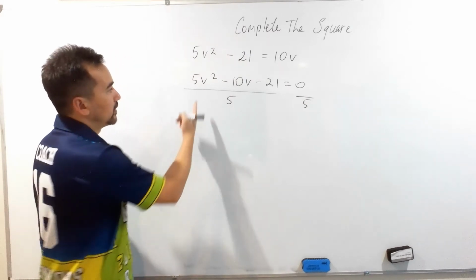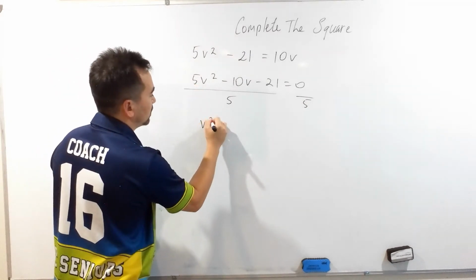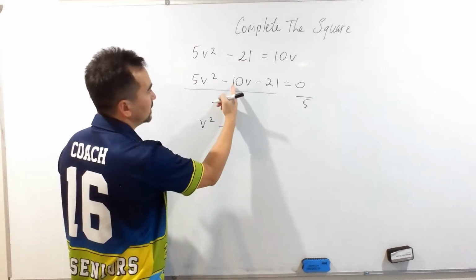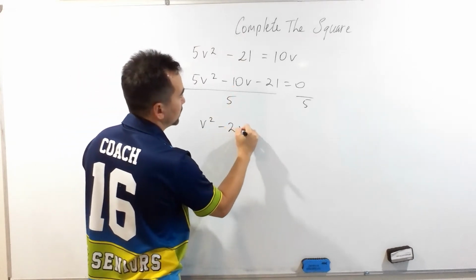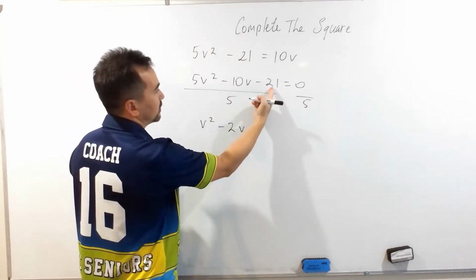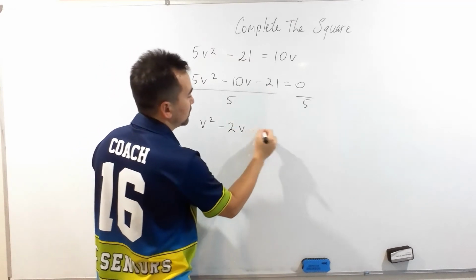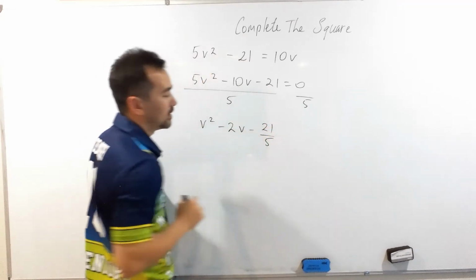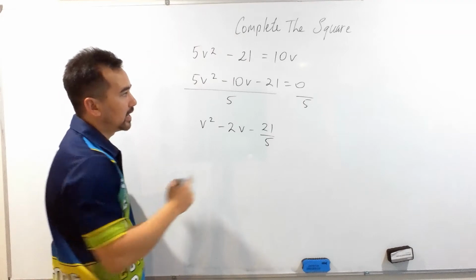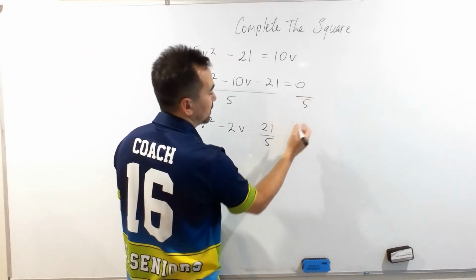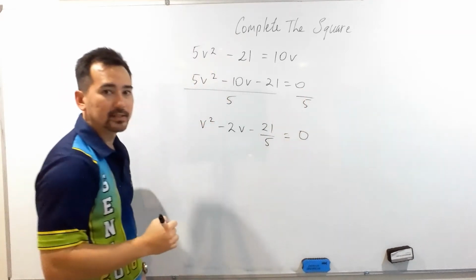Okay. 5 divided by 5 makes the 1. Negative 10 divided by 5 is negative 2v. And then negative 21 on 5, I cannot simplify, so I'm just going to leave it like that. And on the right hand side, I've got a 0 divided by 5, which is still 0, so that works out really nicely.